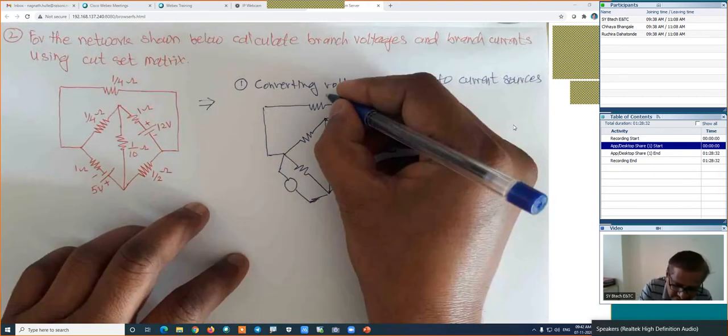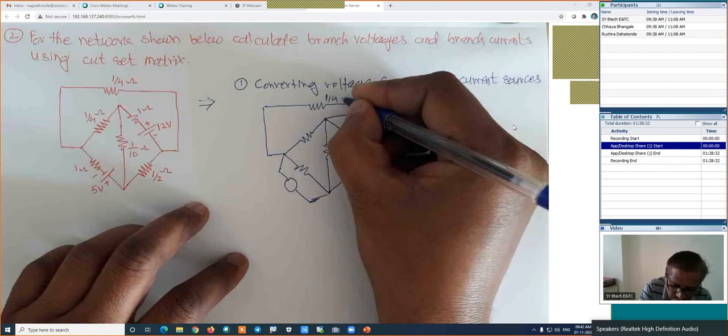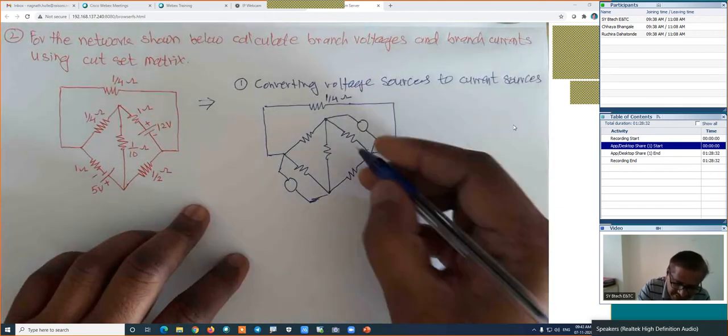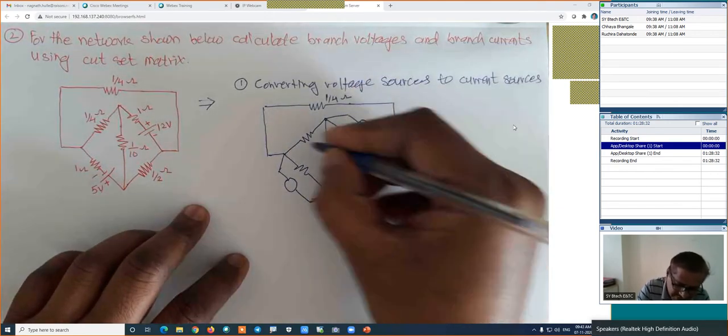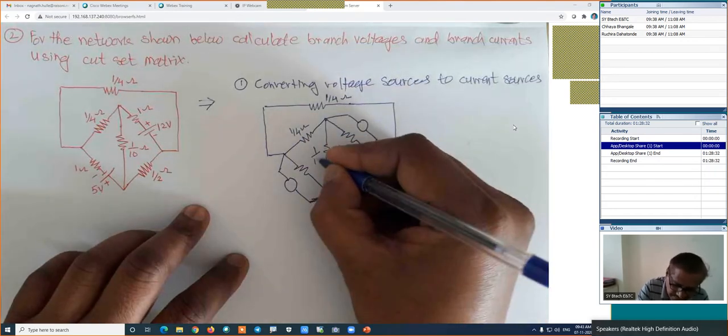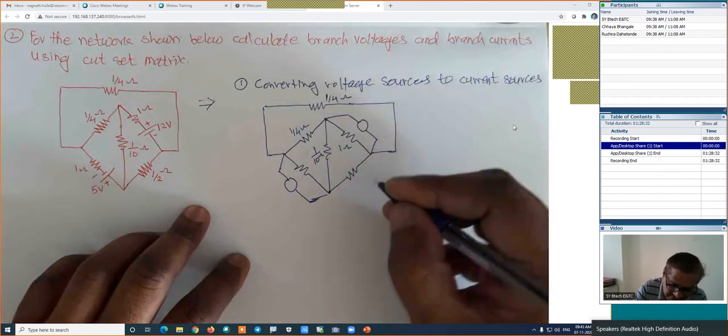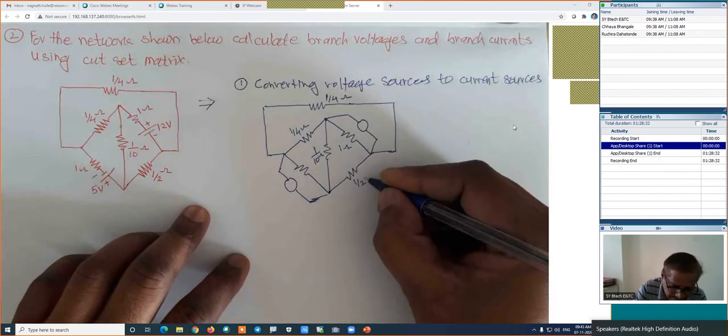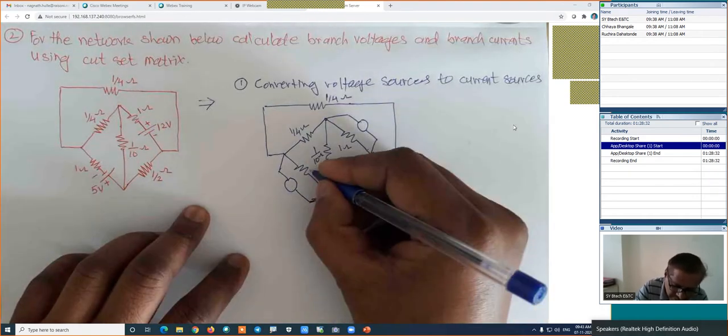Its value is 1 by 4 ohm. Its resistance is 1 ohm. Its resistance is 1 by 4 ohm. This is 1 upon 10 ohm. This resistance is half, that is 1 by 2 ohm. This resistance is 1 ohm again.